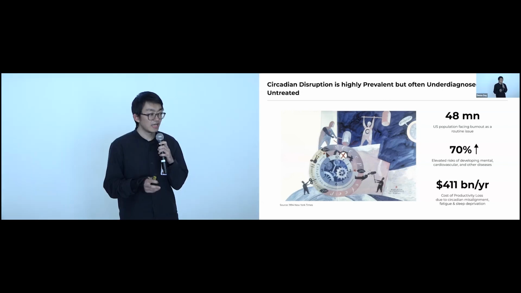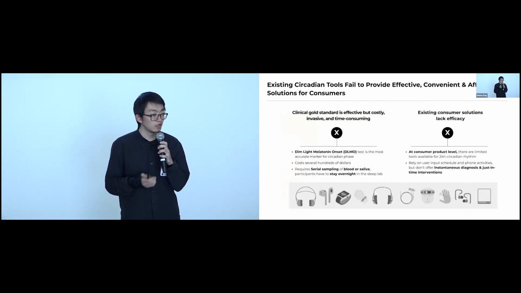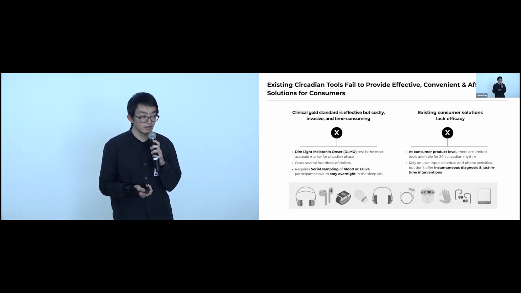Circadian disruption is highly prevalent, but often underdiagnosed and untreated in our always-on society. There are 48 million people facing burnout as a routine issue, and the productivity loss in the workplace costs more than $400 billion in the US every year. Clinical methods to assess circadian health are invasive, costly, and unpleasant, requiring serial sampling of blood or saliva and requiring participants to stay in a sleep lab overnight. Current consumer solutions lack clinical validity and effective interventions.